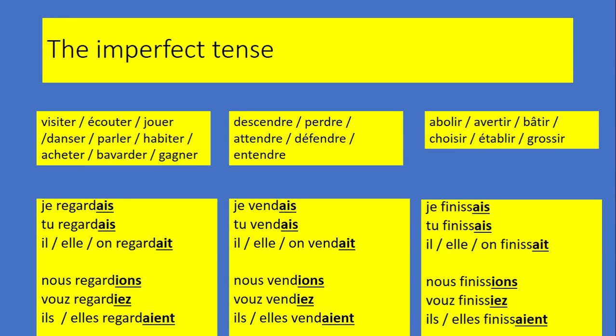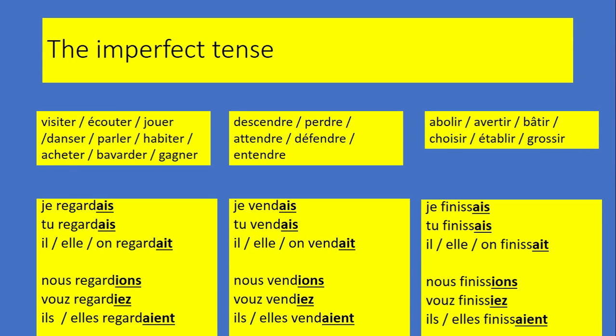So here we have the imperfect tense in action: Je regardais, tu regardais, il regardait, nous regardions, vous regardiez, ils regardaient. So a lot of them sound exactly the same. The first, second, third singular, as well as the third plural, all sound exactly the same.